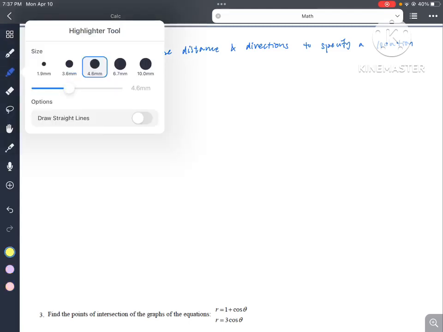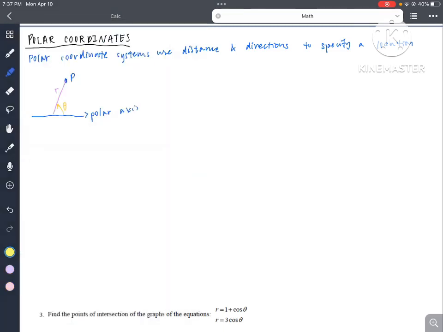Today we will be looking at polar coordinates. So what are polar coordinates? Basically, like the Cartesian coordinate system, it's just another way to indicate position by using distance from the origin and directions to specify a location or a point.